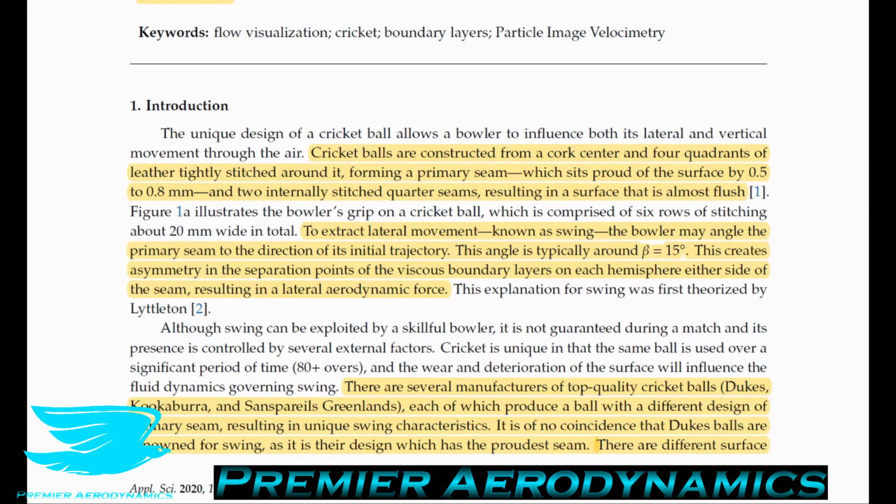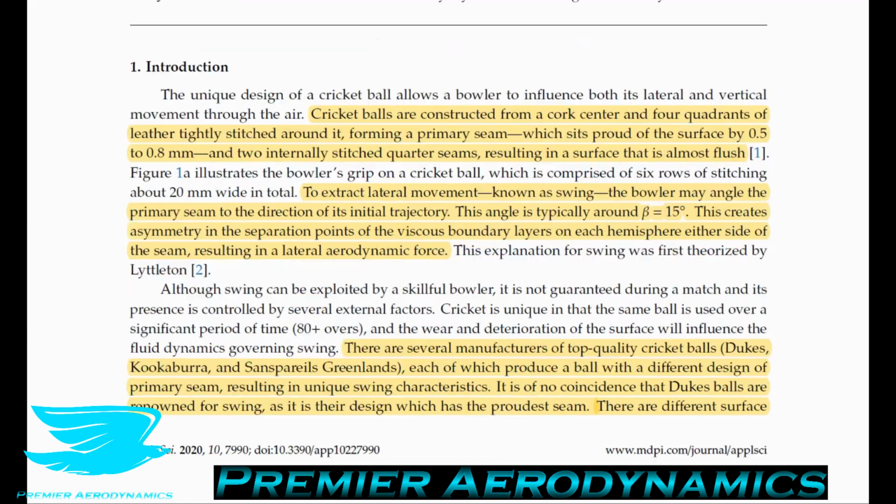So there's the outside seam, which I mentioned before, making 2 hemispheres of the ball. There's also a stitch in another seam in the ball, but that's underneath the surface of the leather, so that's usually going to have a much flusher surface. So on the outside, you really have 2 hemispheres. To extract lateral movement, known as swing, the bowler may angle the primary seam, so the outside seam, to the direction of its initial trajectory. This angle is typically around 15 degrees. So as I mentioned earlier, the seam is not aligned completely straight with the flow, but at an angle, about 15 degrees. This creates asymmetry in the separation points of the viscous boundary layers on each hemisphere, either side of the seam, resulting in a lateral aerodynamic force.